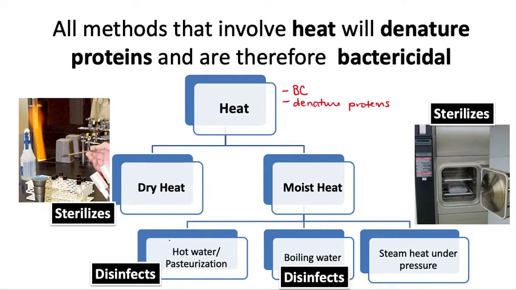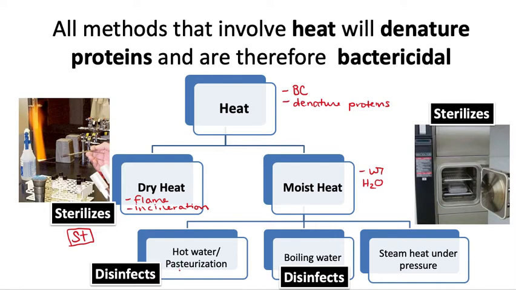And so dry heat could be something like flame, or it could be something like incineration. All right, so when you flame sterilize your loop right here, you're sterilizing. So dry heat can be used to sterilize. Moist heat just means a heating method that will also involve water, or H2O. So there are different types of moist heat. The first is hot water, or pasteurization.